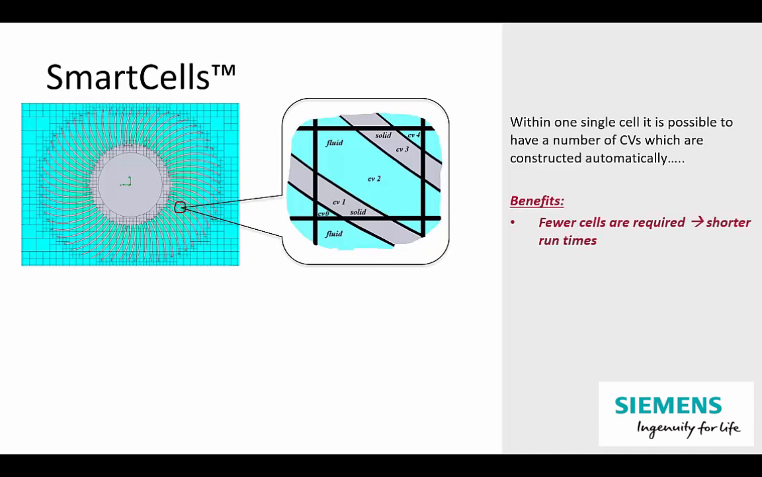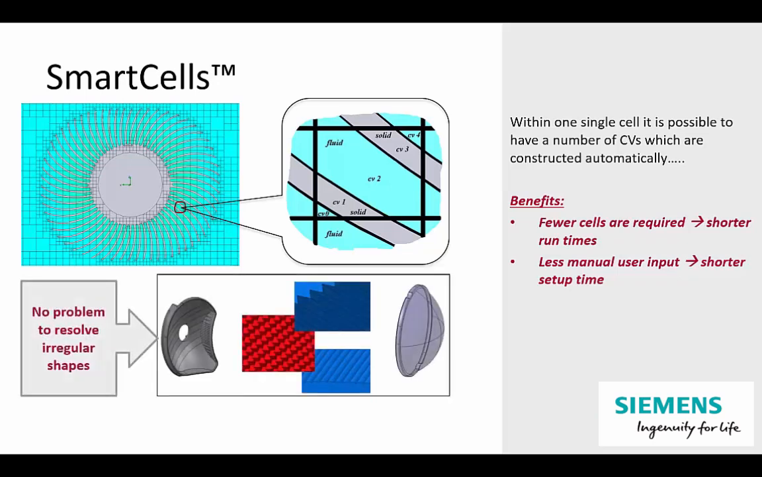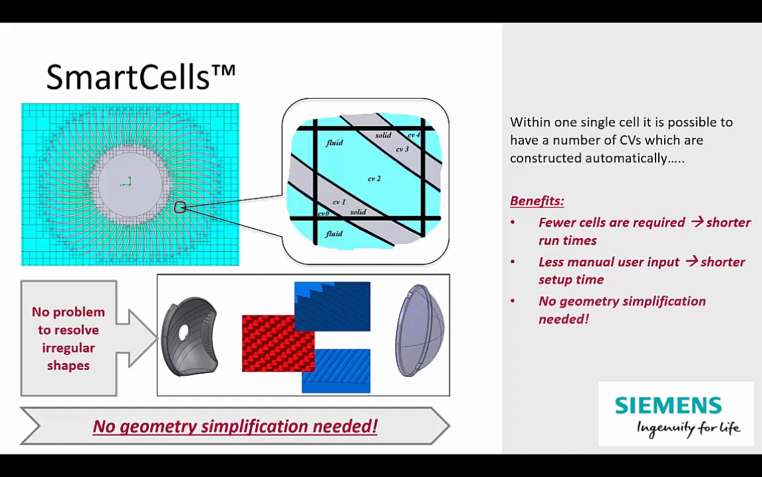So the benefit of SmartCells is that fewer cells are required which gives us shorter run times and reduced computing power requirements. It also means there's less manual user input, so the setup time is significantly reduced. Another advantage of SmartCells is that we have no problem to resolve irregular shapes. So if we take a detailed look at some of the parts you might find inside an automotive headlight, we see we have these very small faceted shapes, perhaps only a few millimeters across. With traditional CFD, we'd either have to use many cells to resolve these, or we'd have to simplify the geometry. But with FlowEFD, we have no problem to resolve these shapes. So no geometry simplification is required.